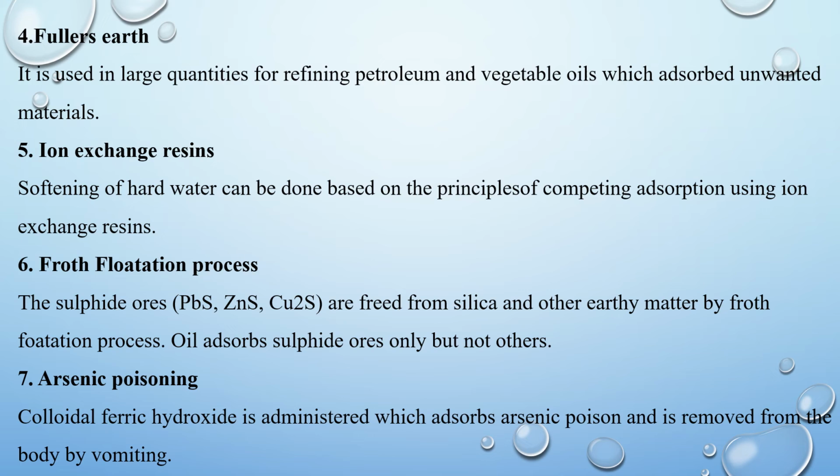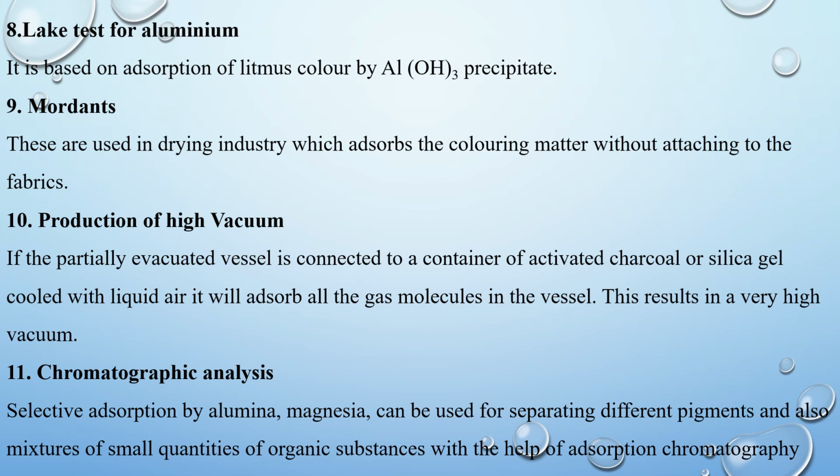The next one is the froth flotation process. The sulfide ores, that is lead sulfide, zinc sulfide and copper(II) sulfide, are freed from silica and other earthy matter by the froth flotation process. Oil adsorbs sulfide ores but not others. The next one is arsenic poisoning. Colloidal ferric hydroxide is administered, which adsorbs the arsenic poison, and it is removed from the body by vomiting. Then the lake test for aluminium is based on adsorption of litmus color by aluminum hydroxide precipitate. Then mordants are used in the dyeing industry, which adsorb the coloring matter without attaching to the fabrics.